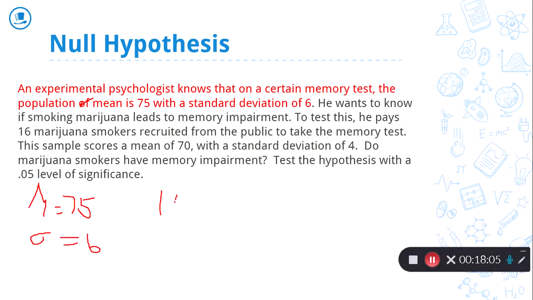So that led me to, according to the thinking of the marijuana smokers, I don't know about them. I have no idea. That's a mu, mu question mark. I have no idea what the mean of the marijuana smokers is. But logically, if they're not different, their mean is also going to be 75.